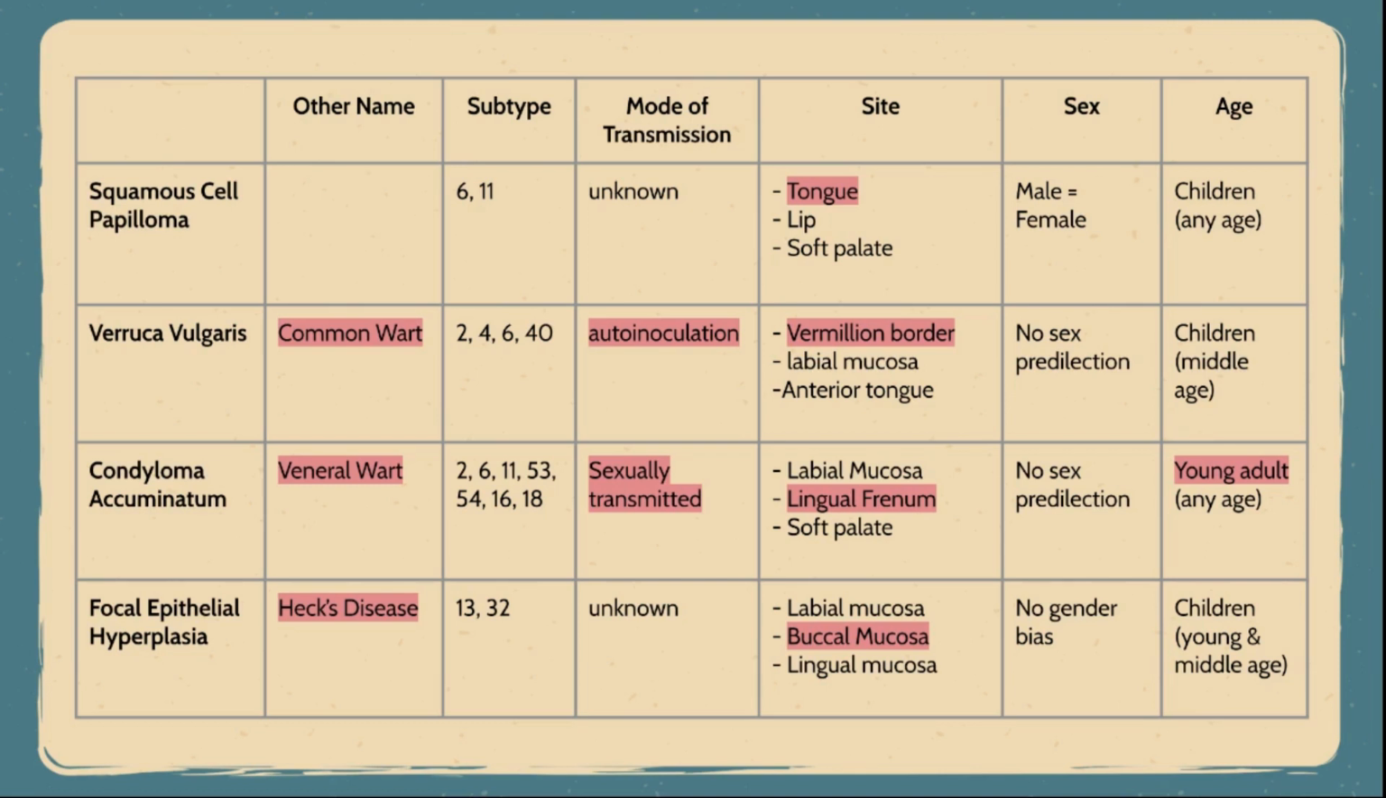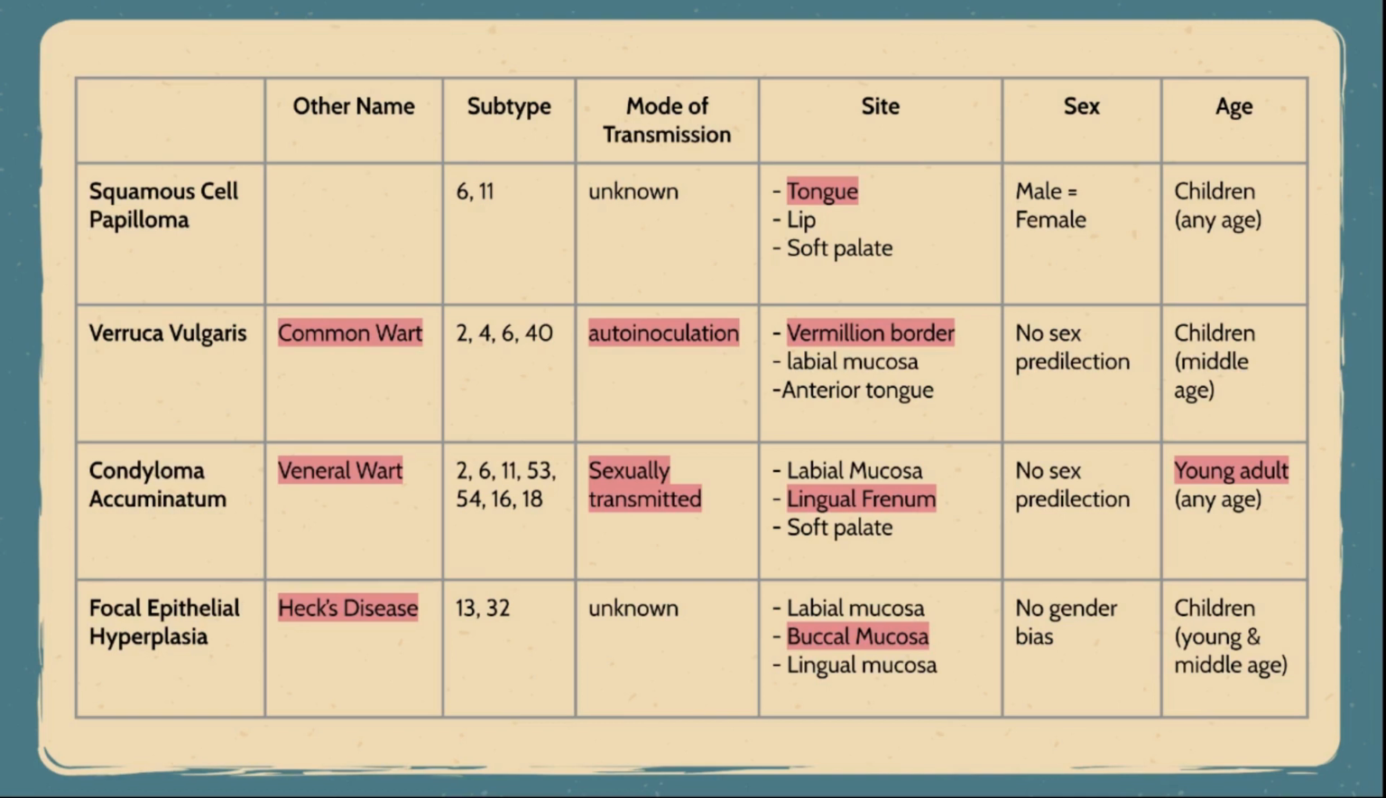It is commonly caused by HPV of subtypes 2, 6, 11, 53, 54, 16, and 18. It is sexually transmitted and commonly infects the labial mucosa, lingual frenum, and soft palate. Young adults have the highest chances to be infected by this neoplasm.